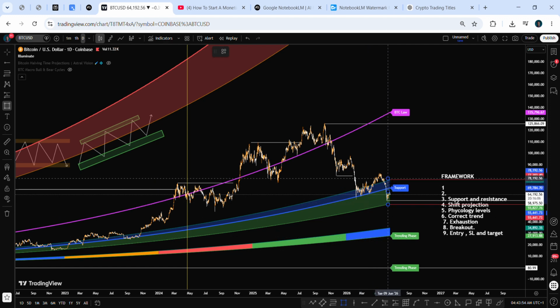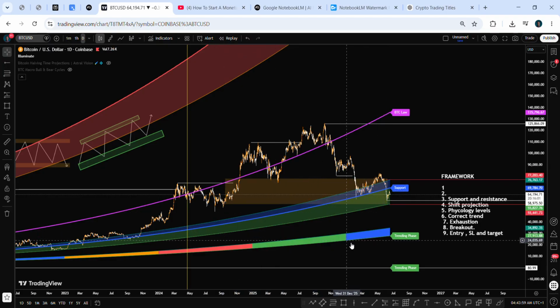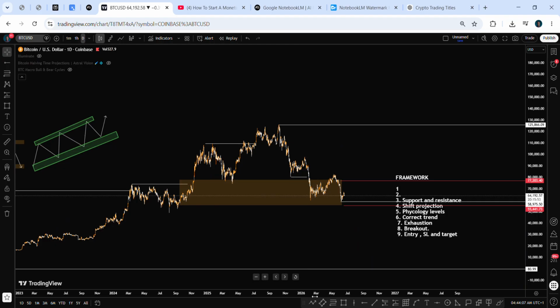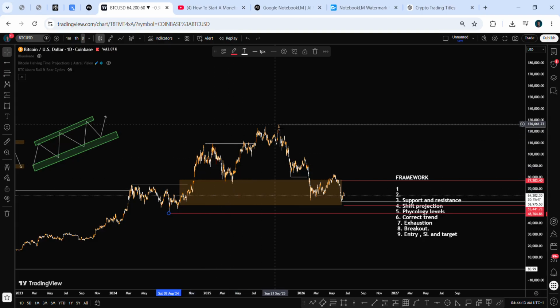So that would be my support zone. Don't forget, anytime you are at the support, you are expecting to buy. So now let me uncheck this. So now I have my zone and it's aligned with this particular break of structure, meaning that this low is the one that caused this impulsive move.